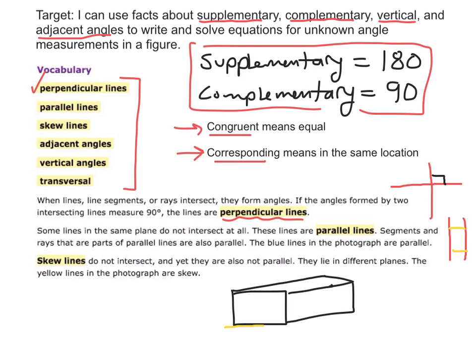This line down here would be skew with this line up here. They're never going to intersect. They're on different planes. So if this was line A and this was line B, line A sits above line B. It's not on the same plane, so they would never intersect. Okay, a few more vocabulary.